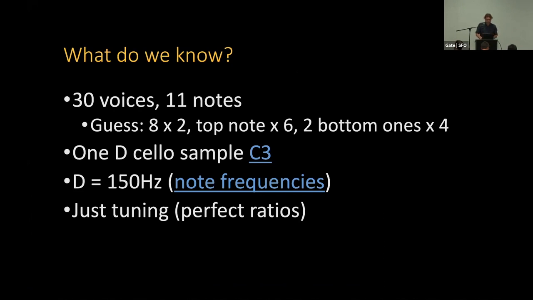The only sound that he starts with is one cello sample that plays D, and then that D is tuned to 150 hertz, which is not what we're used to listening to. This is a little bit too perfect because the D is about 146 point something hertz. So that's maybe why it sounds a little bit alien for Western people who are used to listening to music at certain frequencies. And he used just tuning. We'll talk about this a little bit more.